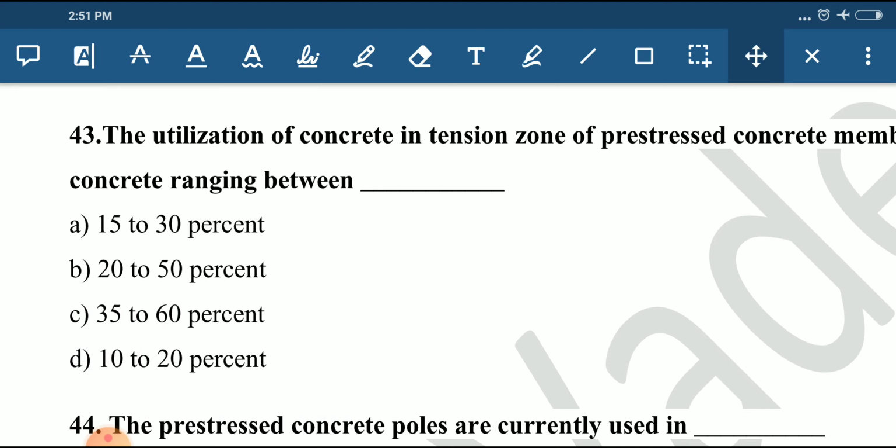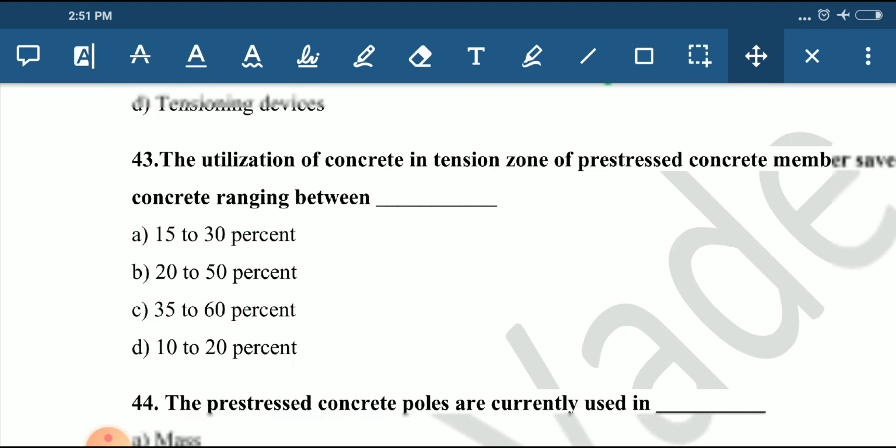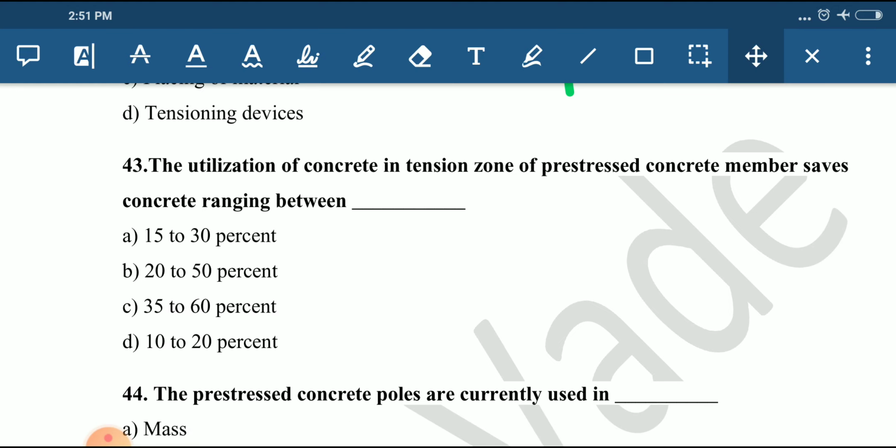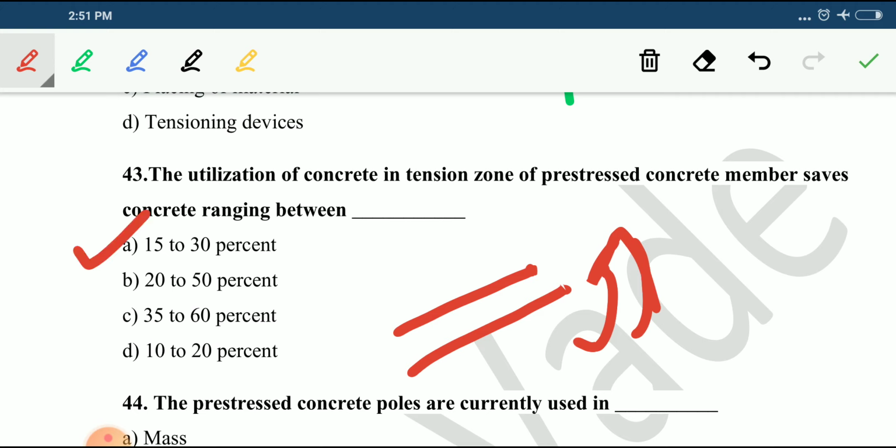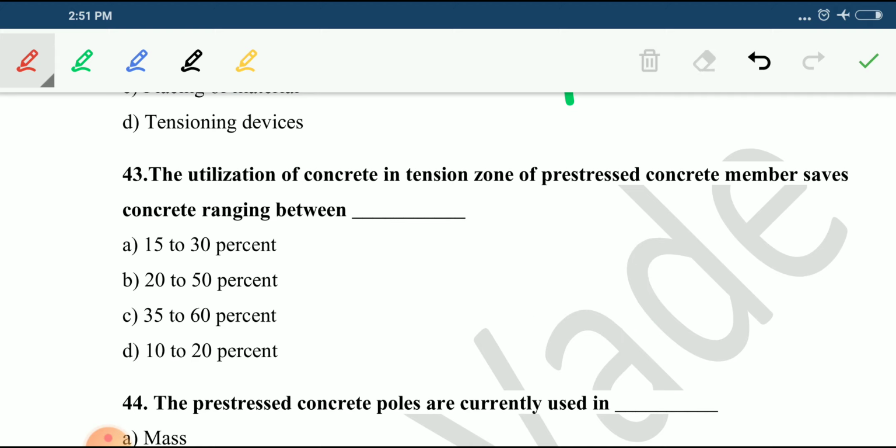Okay, next, the utilization of concrete in the tension zone of pre-stressed concrete members saves concrete ranging between, usually we are using the tendons, which tells how much concrete is saved. The options are 15 to 30, 20 to 50, 35 to 60, or 10 to 20. We are going to save approximately 15 to 30% of concrete. Okay, we'll move to the next question.